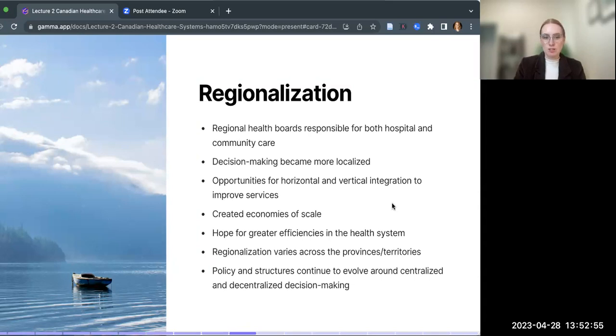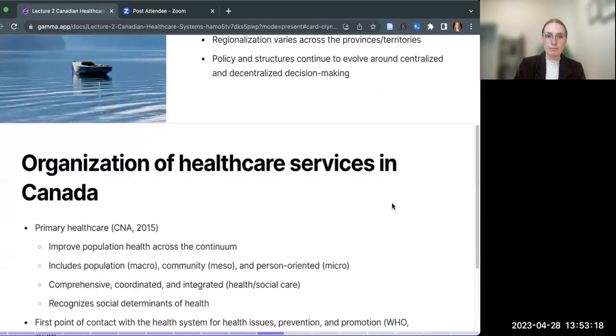So policies and structures continue to evolve around centralized versus decentralized decision-making. So it is that balance of who's the right people to be making those decisions, how much centralization is helpful versus once you decentralize too much, then you perhaps lose some of the personalization, for lack of a better word, that is necessary for these different regions. So it's a balance.